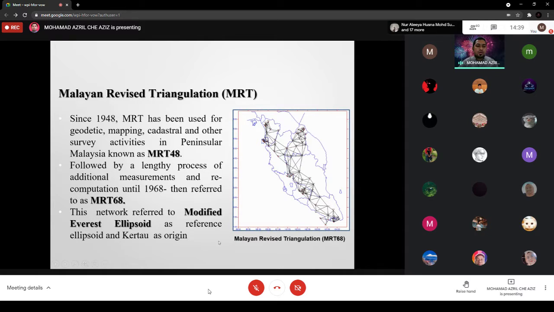This network refers to the modified Everest ellipsoid as the reference ellipsoid and Kertau as the origin. What is the origin? The origin is a center, and the ellipsoid is one of the surfaces. You will use these terms in the geodesy subject in semester 4, where you will see what the ellipsoid is, which is one of the surfaces.